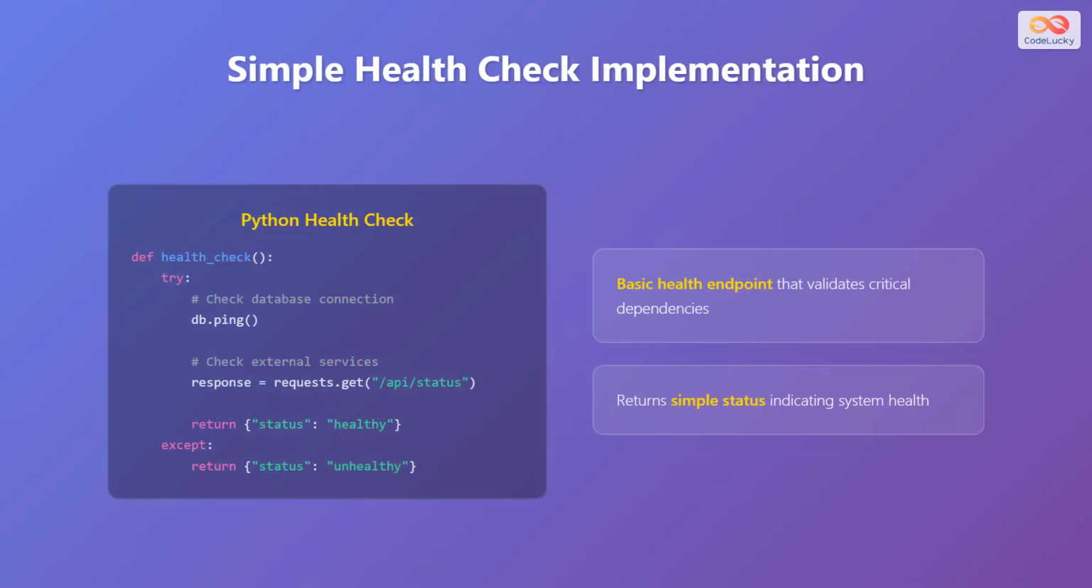Here is a simple example of how a health check can be implemented using Python. The code defines a basic health endpoint that validates critical dependencies, such as a database connection and external services. It returns a simple status indicating whether the system is healthy or unhealthy. This example illustrates how you can create a straightforward health check to monitor your system's vital functions.